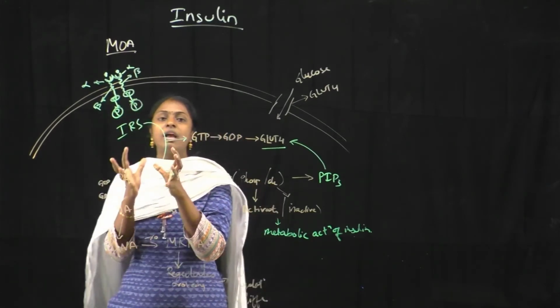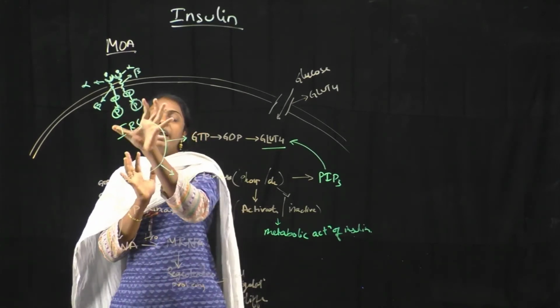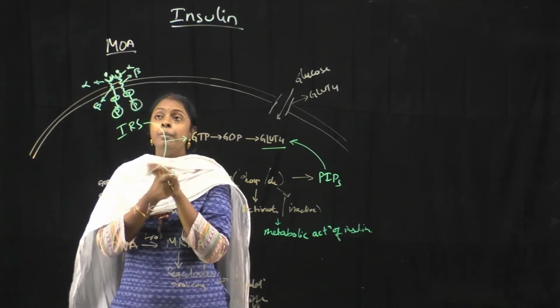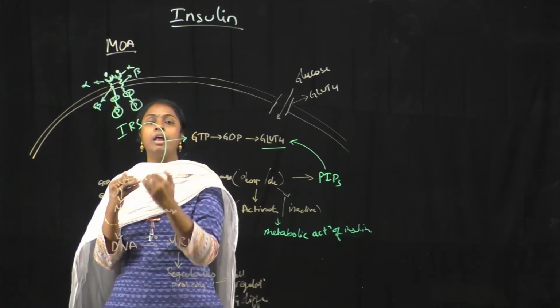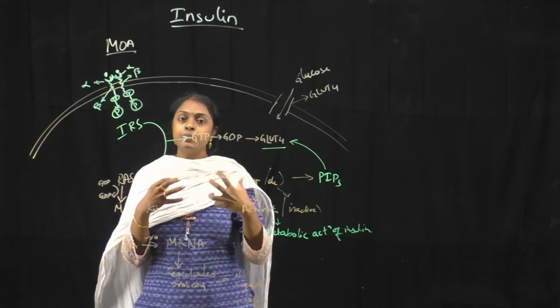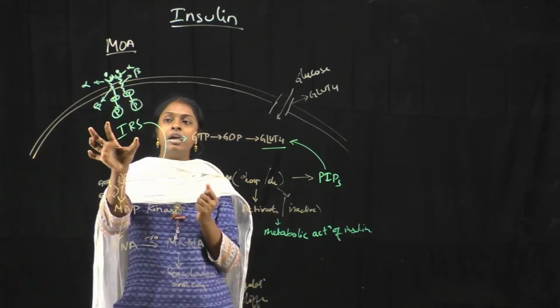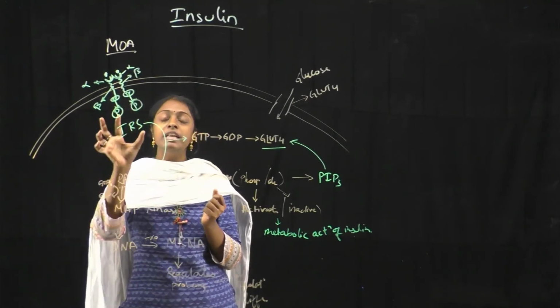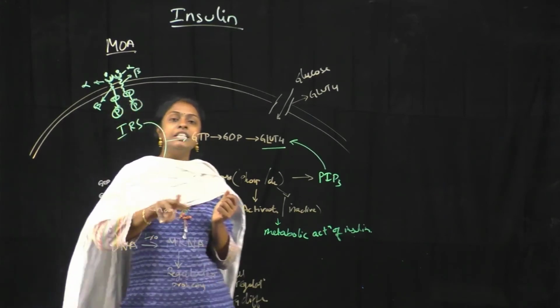This tyrosine kinase, when there is no insulin, is in the inactivated form. But once the insulin comes and binds with this insulin receptor, tyrosine kinase will get phosphorylated. That means it will get activated. When it is getting activated, it will stimulate this insulin receptor substrate protein. So this will do 3 kinds of functions.